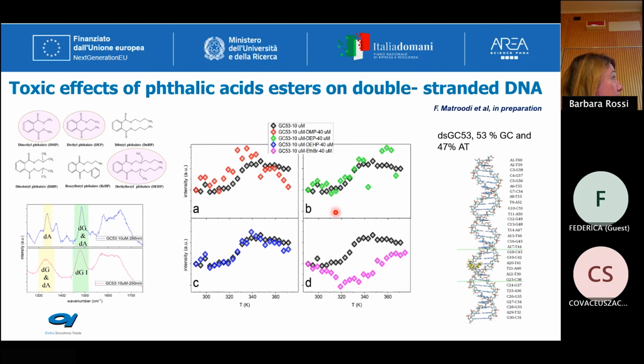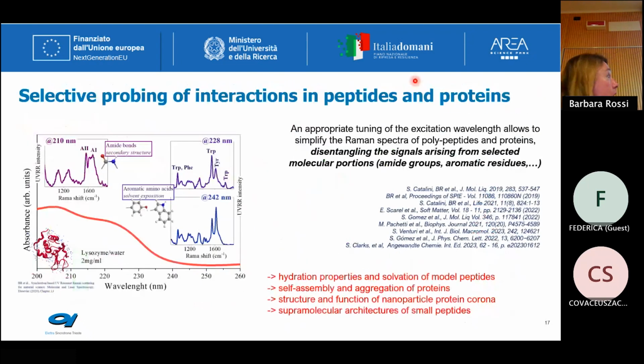And another possible application of this technique is for the study, for example, of the toxic effect of phthalic acid on the double strand structure of the DNA. In this case, this study was performed with a relatively short sequence of the DNA that mimics the structure of the DNA, but can be also approached by using molecular dynamics simulation.